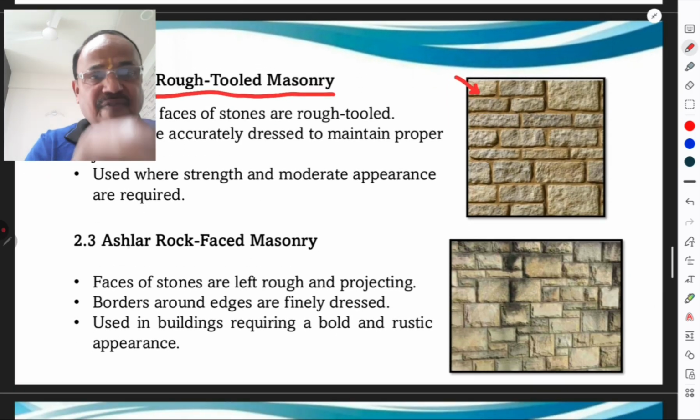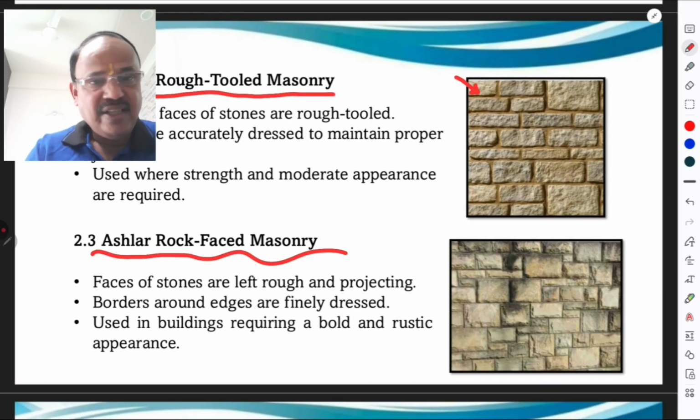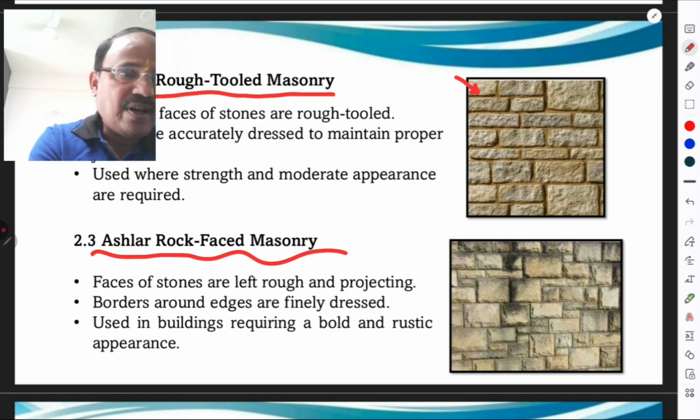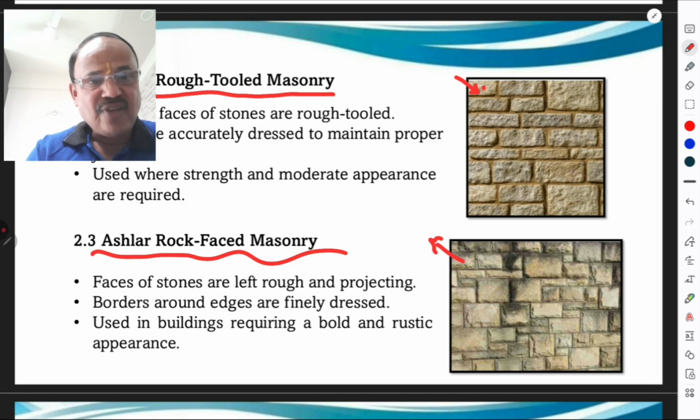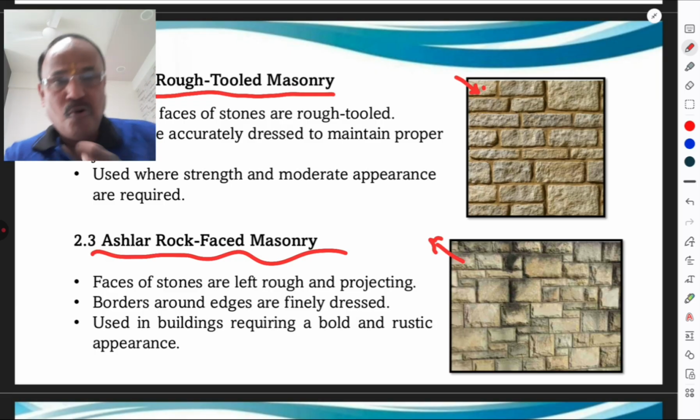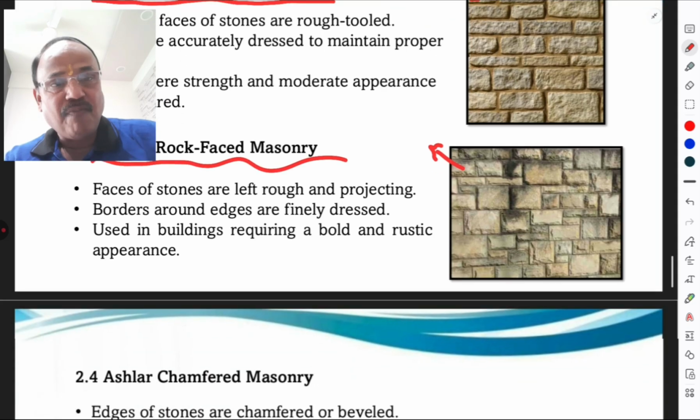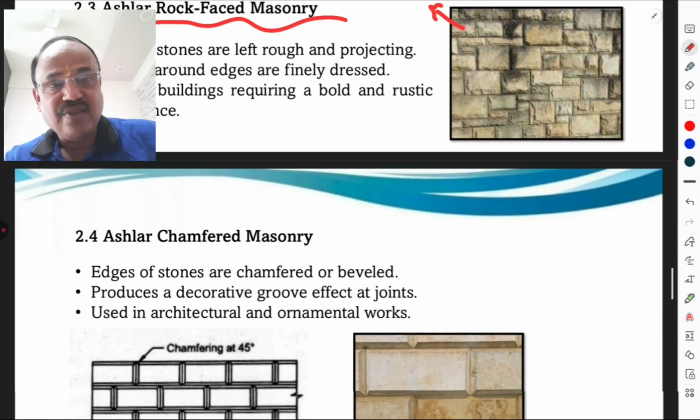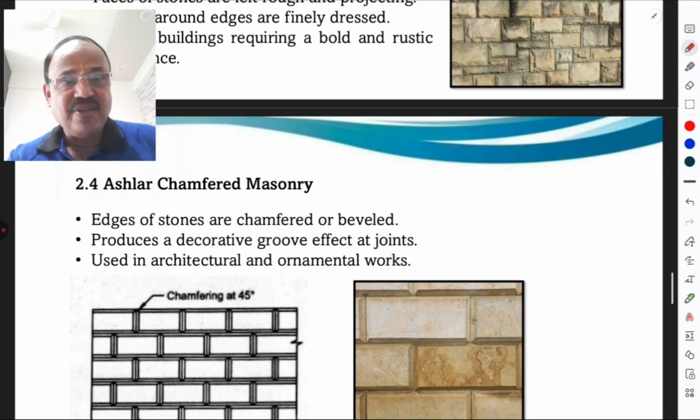Then ashlar rock faced masonry means faces of stones are left rough and projecting. It is rough also and it is also projecting outside. Borders around the edges are finely dressed. Used in buildings requiring bold and rustic appearance. जुन्या टाईपचं old moderate दिसणं, old style पण beautiful style, that is done with the help of ashlar rock faced masonry. Then ashlar chamfered masonry.